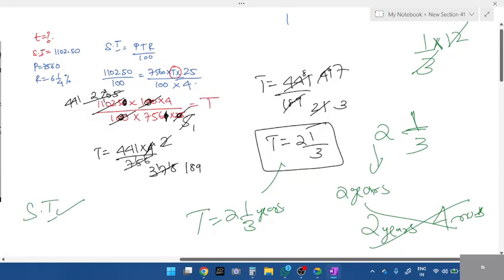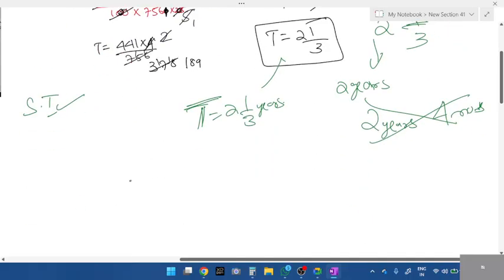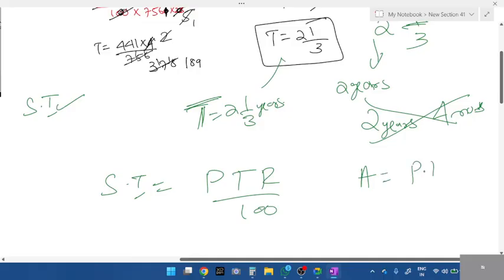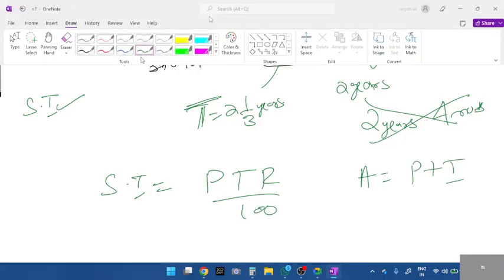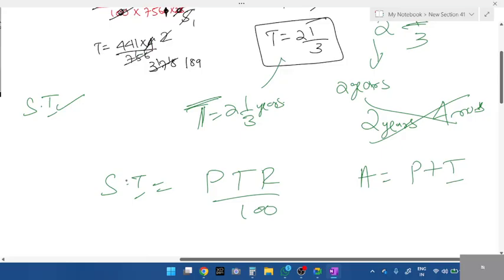This question, which one did we find, students? What did we find here? Time, right? So simple interest is done, time is done. See, in this formula, simple interest is equal to PTR by 100. And we have one more formula, amount is equal to P plus I. In this, what are the different types of questions we solved so far? One simple interest and one time.